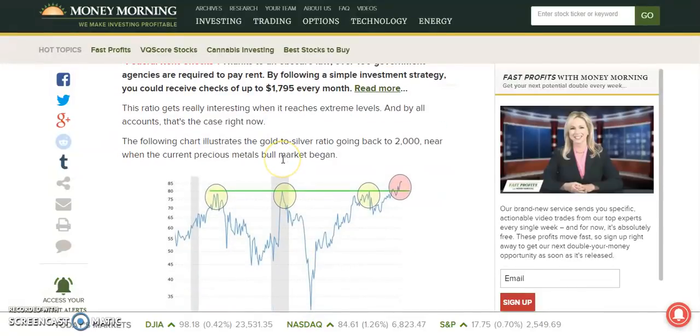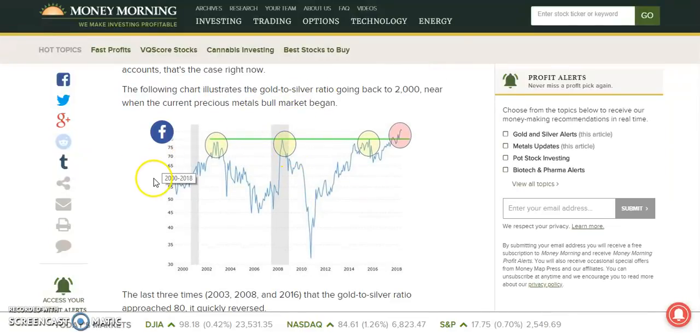This ratio gets really interesting when it reaches extreme levels, and by all accounts, that's the case right now. Look at this chart. The following chart illustrates the gold to silver ratio going back to 2000, near when the current precious metals bull market began. So this is the year 2000, and you see it's around 75 to 1, shot all the way down to 45 to 1. And then around 2011, this is when it really shot low. Obviously you guys know about that, in 2011.